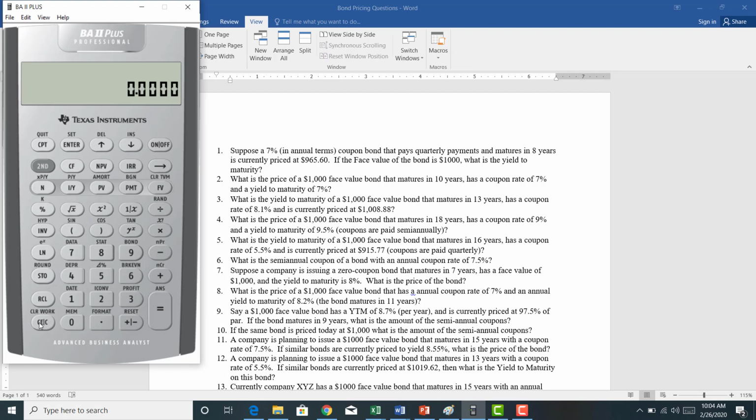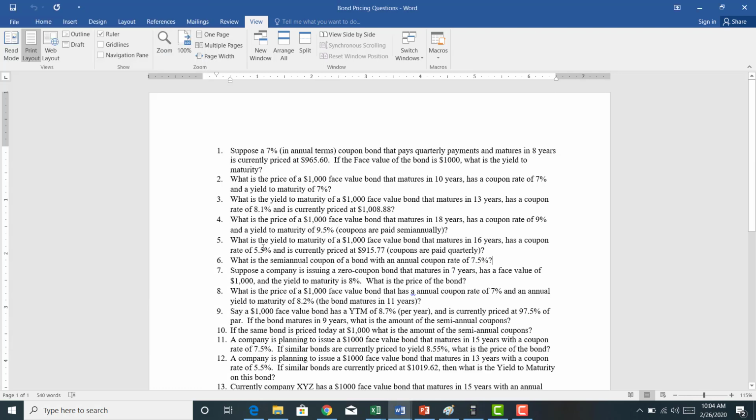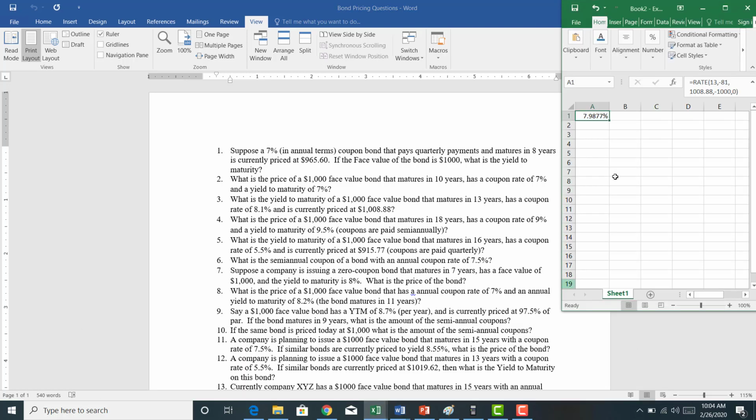All right, let's wrap up this video by solving number 5. What is the yield to maturity of a $1,000 face value bond that matures in 16 years, has a coupon rate of 5.5%, and is priced at a discount of $915.77? Coupons are paid quarterly. Okay, let's use Excel for this one. All right, so what I'm going to do here, we're solving for yield to maturity. In number 5, I'm going to say equals rate. The number of periods, the bond matures in 16 years, so 16 times 4.